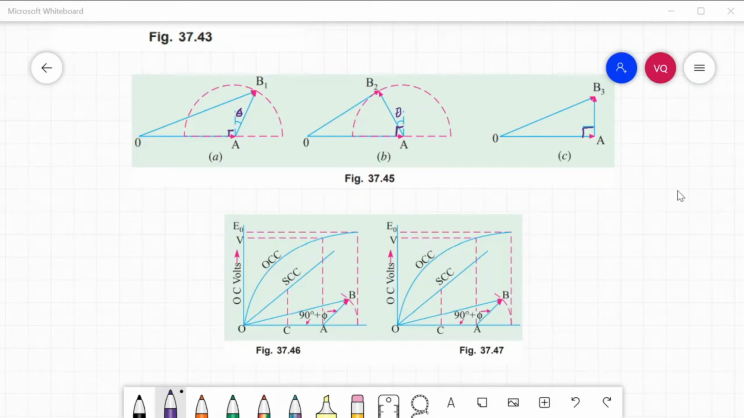In those cases where the number of turns on the field coil is not known, it is usual to work in terms of field current, as shown in figure 37.46.